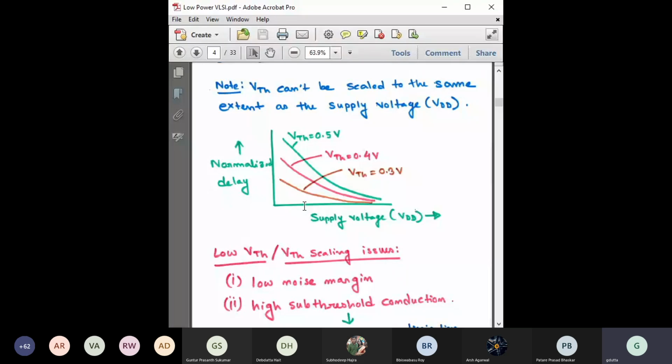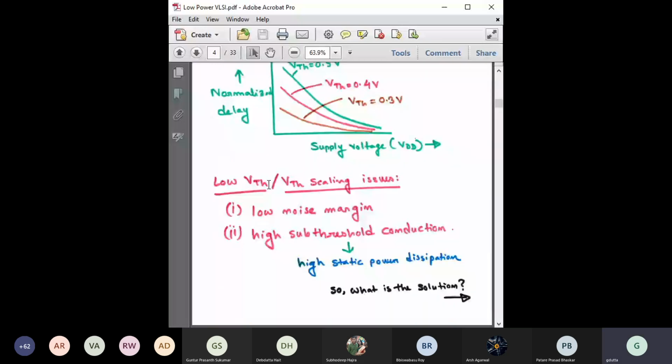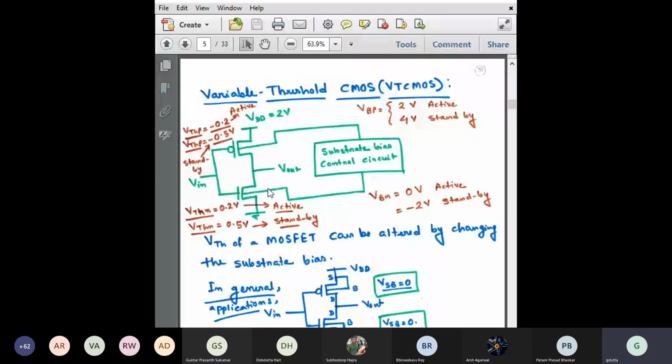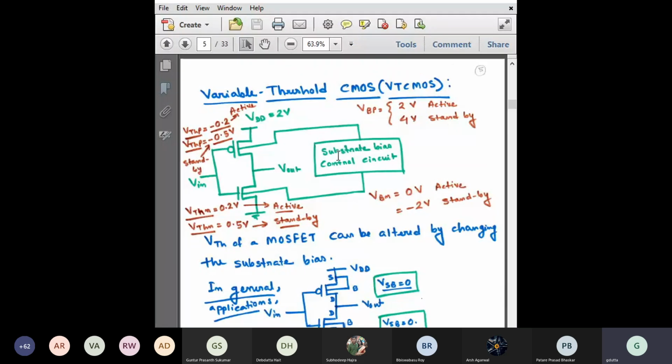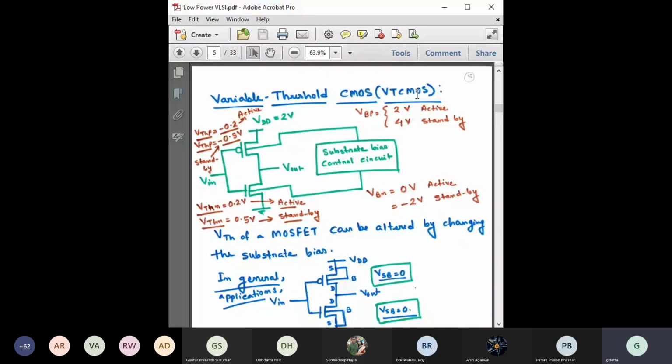Much lower VDD means we are not compromising. Much lower VDD means much lower power dissipation, but at the same time we are not compromising on the device delay or the normalized delay. Right. So then the question is how we can achieve that. So the answer is like this. One of the techniques is called the variable threshold CMOS technique, or in short it is called VT CMOS technique.